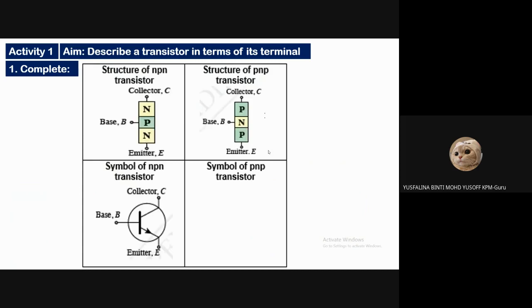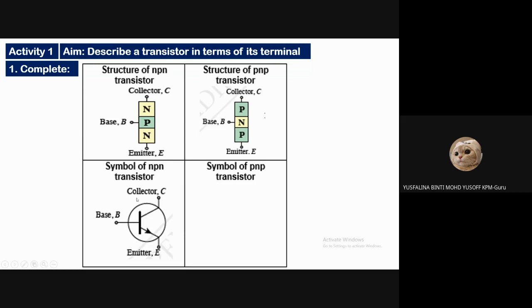Describe a transistor in terms of its terminals. First you need to know the structure of the NPN transistor. This is the collector, base, and emitter. The important part in the transistor is the base. The base controls the amount of current flowing through it, whether it can amplify, how much it can amplify the sound, or how it controls the current that flows, acting as a switch. It depends on the base here. So whatever it is, the base is the important part.